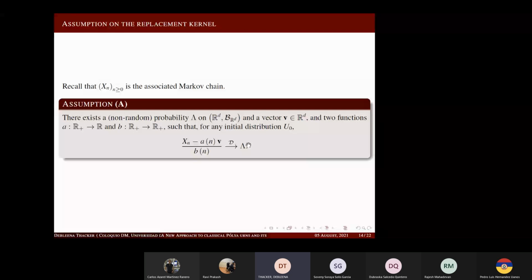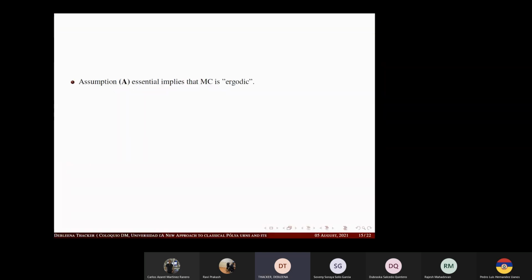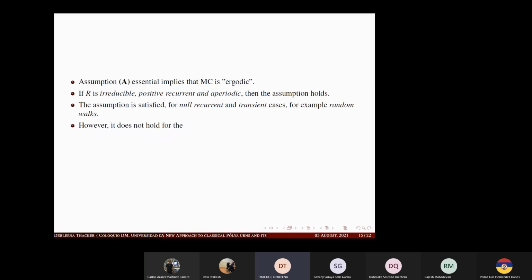Under this assumption, we would expect our model Un to behave exactly like this process. Well, what do we mean by exactly like? Let's say qualitatively it will behave like this. So it will have some lambda limit, but we have to figure out the centering and the scaling. That would be our conjecture, and that's exactly what happens. Before that, I just explained what assumption A means. It is ergodic. For example, for positive recurrent chains this holds. In the transient and null recurrent cases, and the random walk case, the central limit theorem, for example, holds.